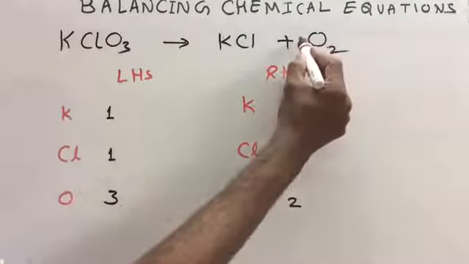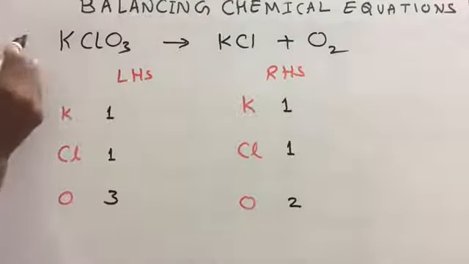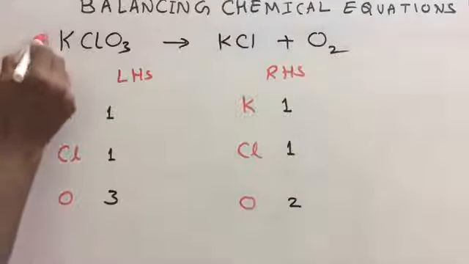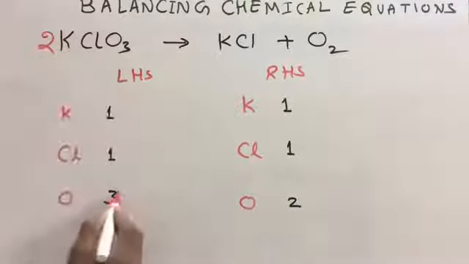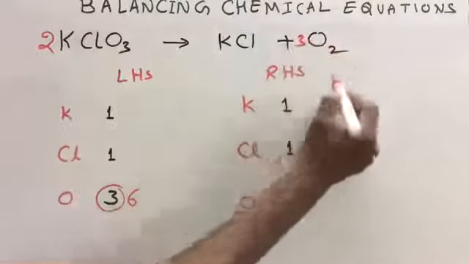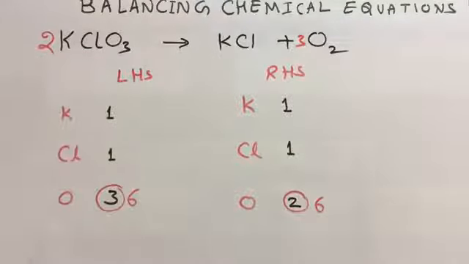If you write 2 here, it will become 4, but it will be unbalanced. And if I write 2 here, then that will be helpful. If I write 2 here, then it will become 2 3s are 6, and I have to write 3 here so that 3 2s are 6. But the number of chlorine and potassium we have to check again.